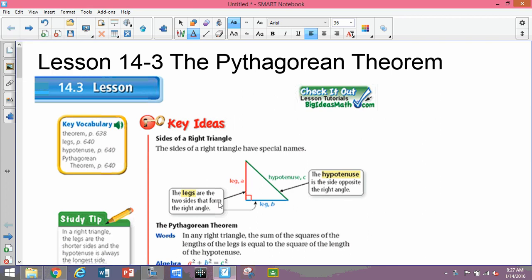Okay, this is lesson 14.3, the Pythagorean Theorem. This is probably one of my favorite things to teach. I truly, truly love doing the Pythagorean Theorem.